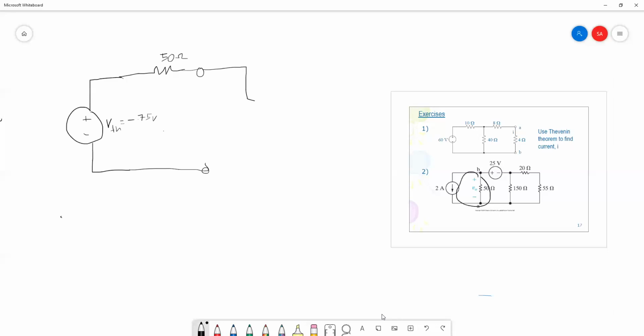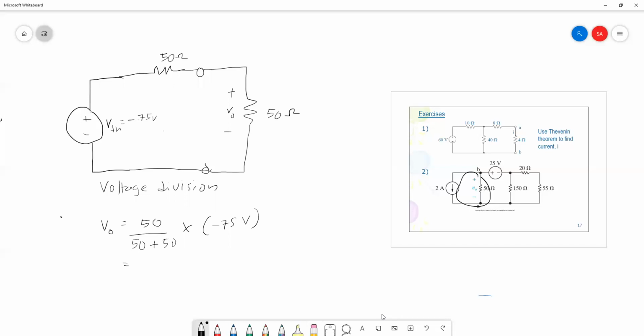Okay, and I connect my load right now here. My load is 50 ohm, so I need to calculate what is my V out here. So this is a very simple circuit, just a single loop here. Then you can use voltage division. Okay, so V out is actually 50 over the total resistance 50 plus 50 multiplied with negative 75 volts. So you should get your V out is actually negative 37.5. So that's all.